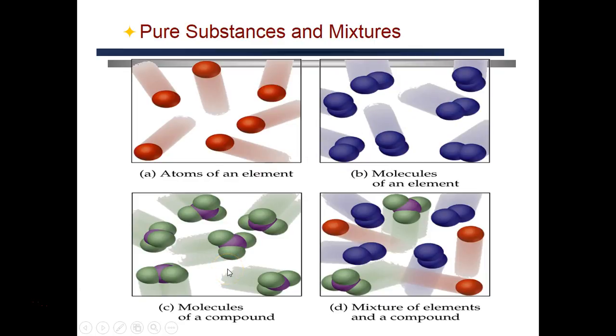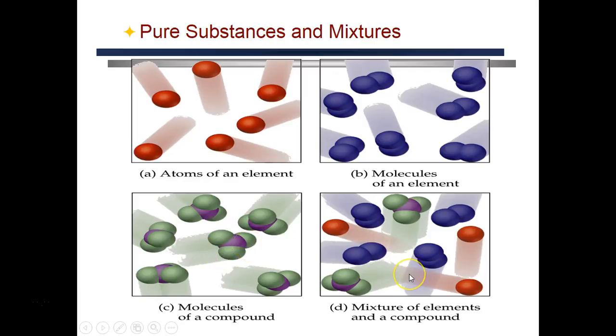If we have two different atoms that make up something, then it becomes a compound. Here we have atoms that are joined together, so this is a molecule, not a single atom. And since there are two different colors, that makes this a compound. But this compound is still pure. If we look at all the things in the box, they are all the same. We still have one purple atom joined to three green atoms.